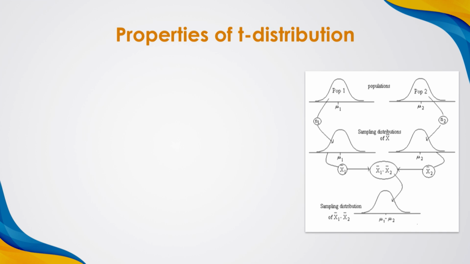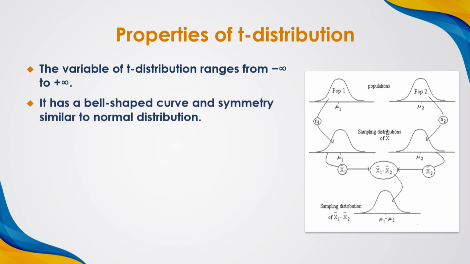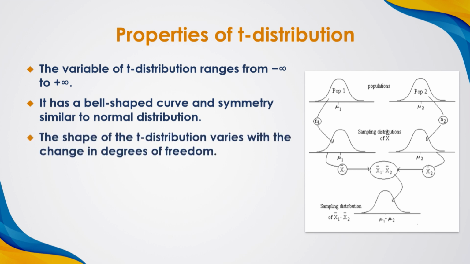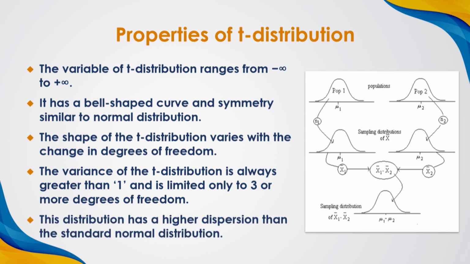Coming to the properties of the Student's t distribution, it has nice properties like the normal distribution, and the variable range is between minus infinity and plus infinity. It has a bell shaped curve and symmetry similar to the normal distribution. The shape of the distribution varies with change in the degrees of freedom, and the variance of the t distribution is always greater than 1 and is limited only to 3 or more degrees of freedom. The distribution has higher dispersion than the standard normal distribution.